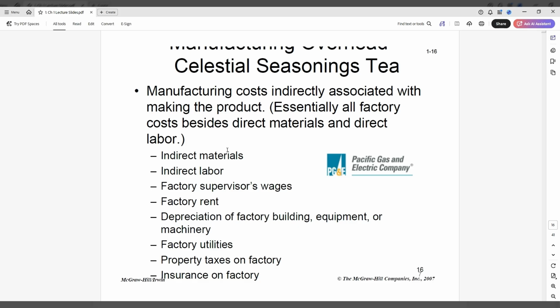We talked about this already, but indirect materials, labor, factory supervisor, wages, rent. The things to watch out for: if you see factory versus admin office supervisor or admin office rent, if it says factory, it's a product cost. And if you want to differentiate whether wages are overhead or direct labor, look for things like, is it the supervisor? That'll be overhead, versus direct employees making the products, which will be direct labor, or like a janitor or some supporting individual.